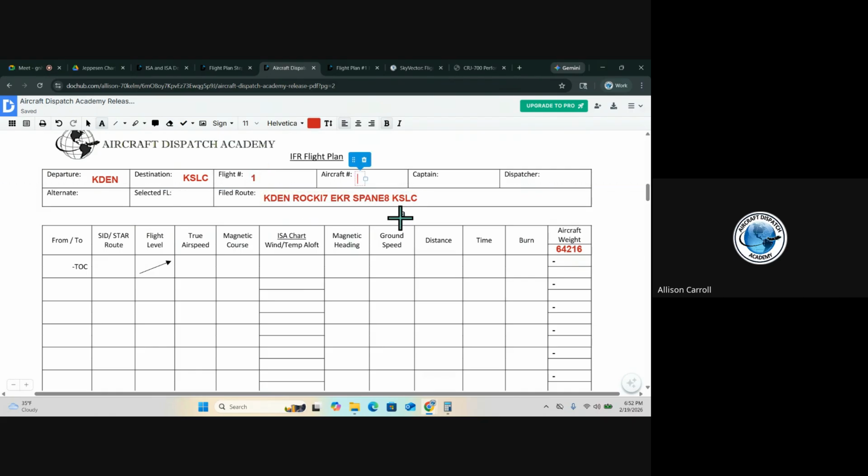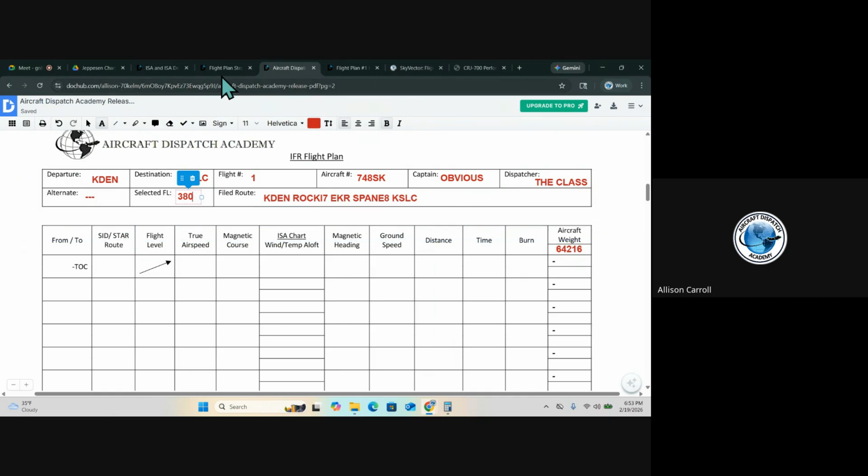Our aircraft number was that 748 Sierra Kilo. Captain, obvious. And dispatcher is the class. We're all doing this together. I don't care what name you put for your captain. You might get brownie points if you put Captain Allison. You might not. Our alternate, we don't have an alternate, right? We don't have any need for an alternate. Our flight level is 380. And then I had already put in our filed route right there from yesterday.